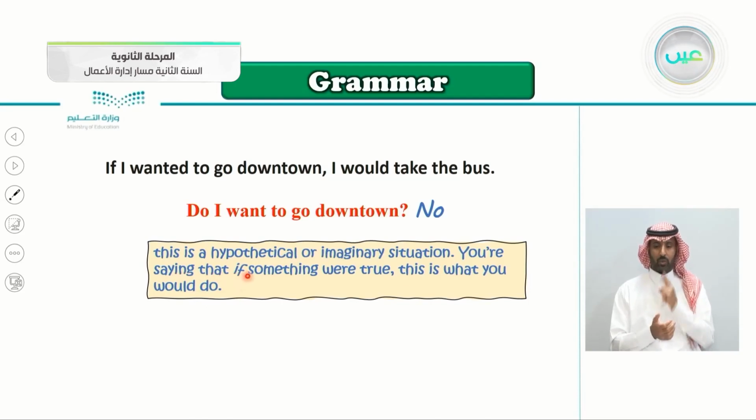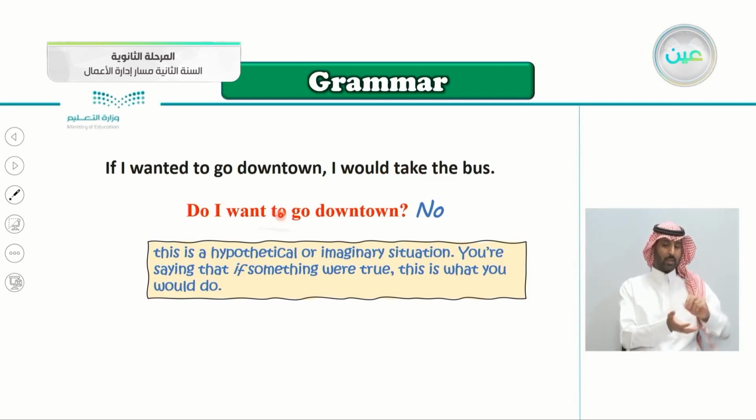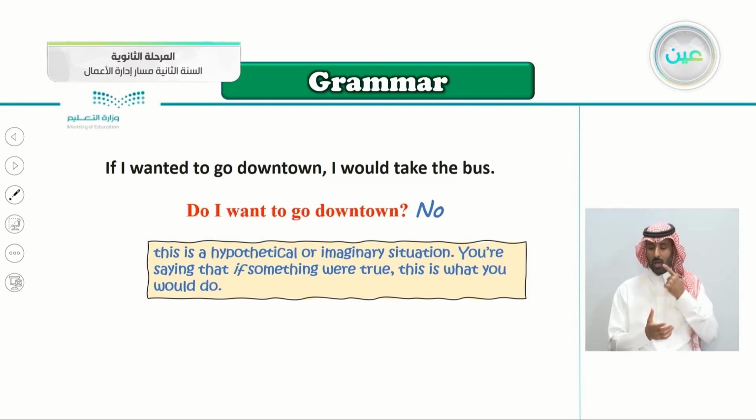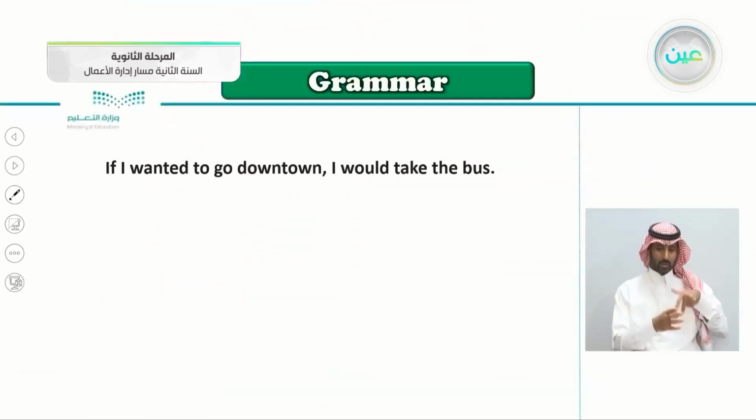You're saying that if something were true, this is what you would do. So again, if I wanted to go downtown, I would take the bus. Do I want to go downtown? No. That's why I told you, if I wanted to go, I would use this method, going by the bus.